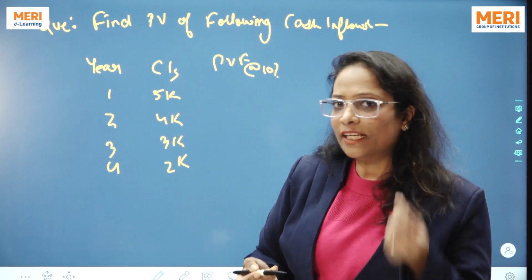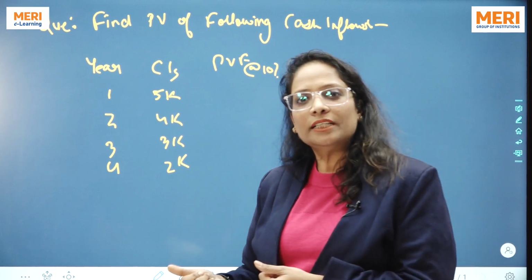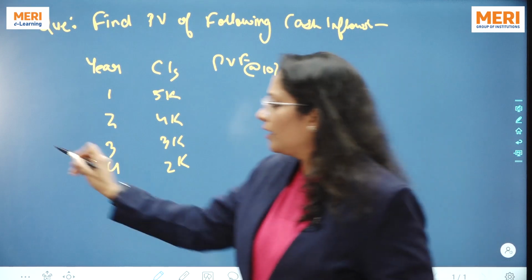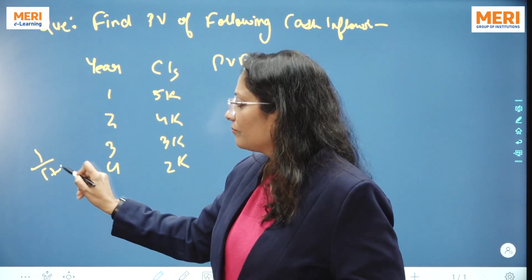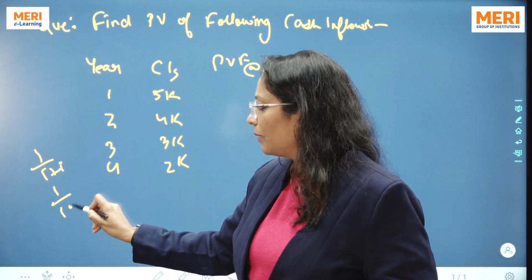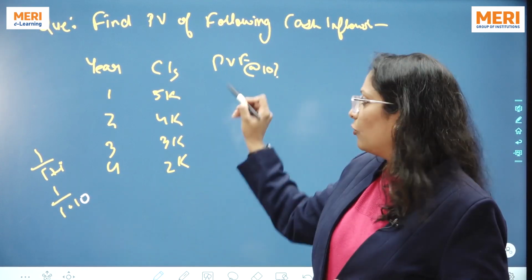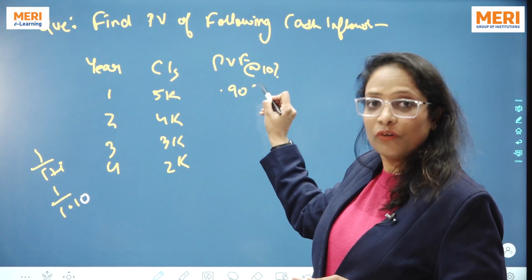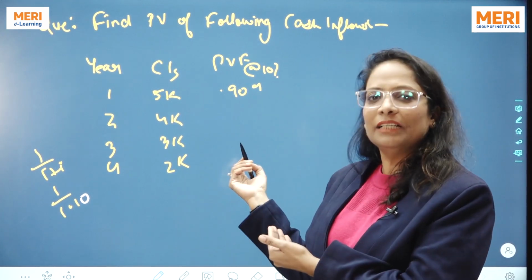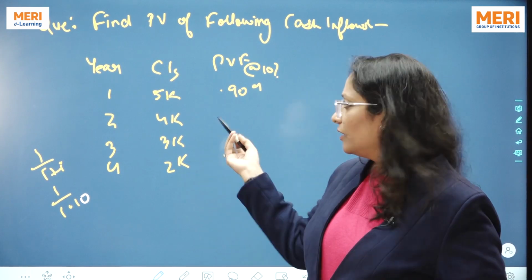Then we have to take out the present value factor either from the table or from the shortcut which I have just told you. 1 divided by 1 plus I. Here I is 10%, so just add 10, 1.10. It will come out 0.909 for the first year. Means the value of 1 rupee is approximately 90 paisa in the first year.